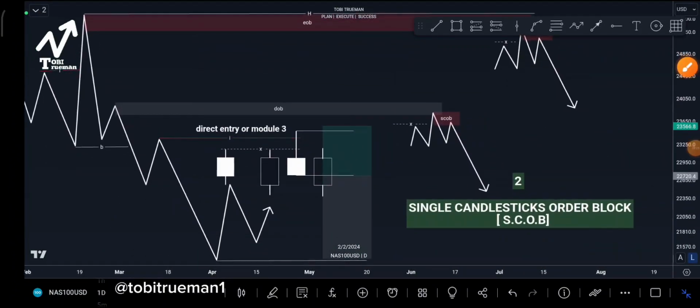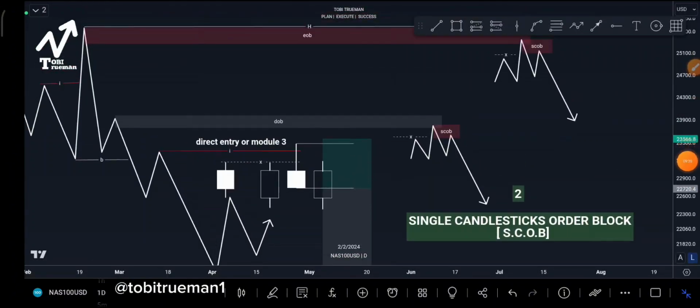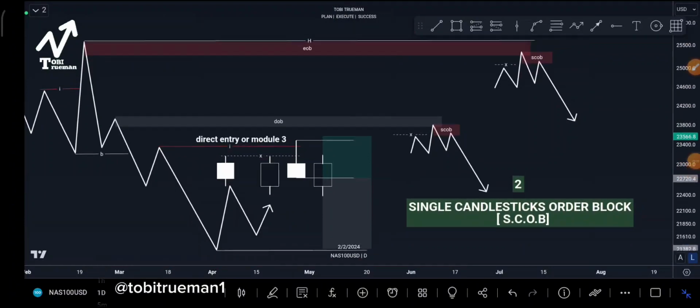This is what we call single candlestick order block, as it helps to give very good entry probability for our decision to play out very well.